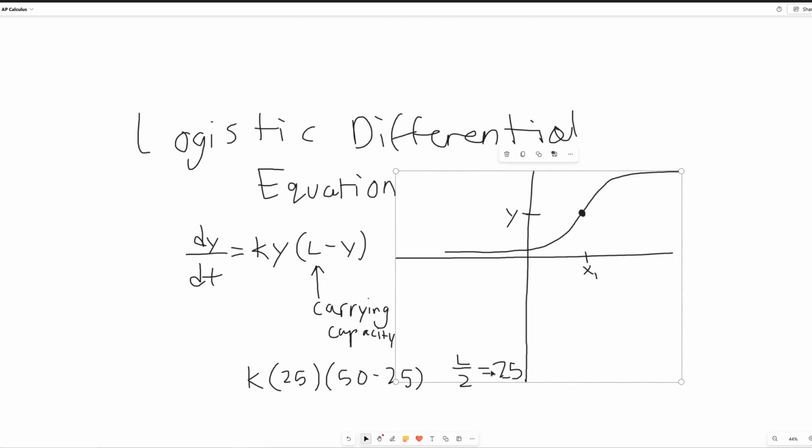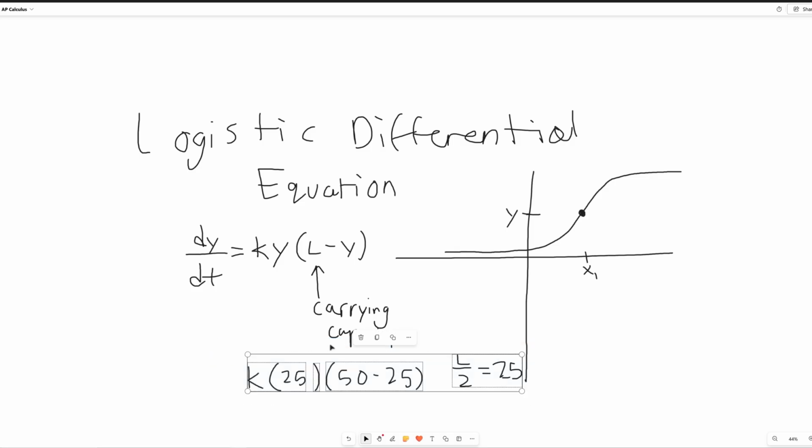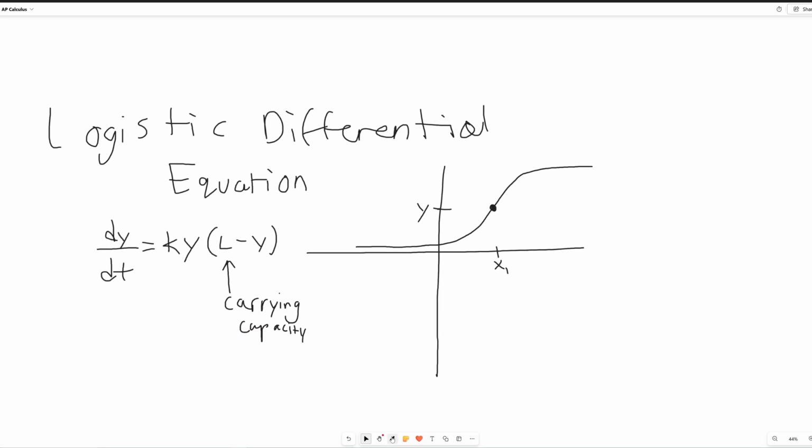So a problem you can get is find dy over dt when it is at its maximum. All you do is find L over 2 and then plug that back into your equation and find your dy over dt. Finally, we're going to talk about concavity here, because another problem it can ask is to find the concavity. When is it concave up? When is it concave down?